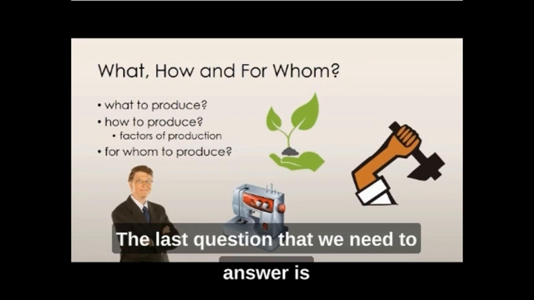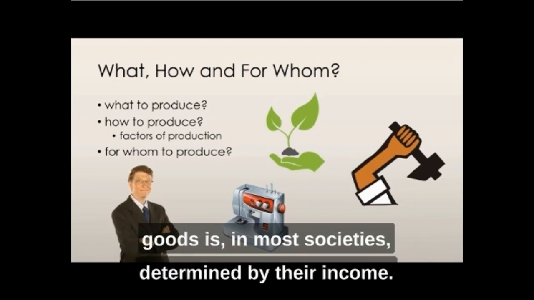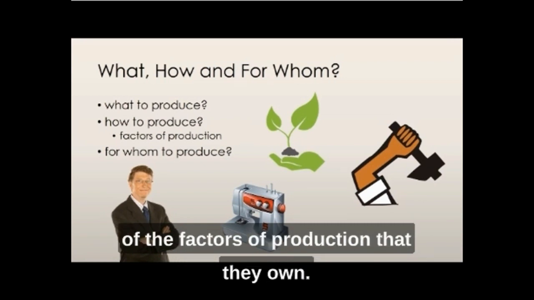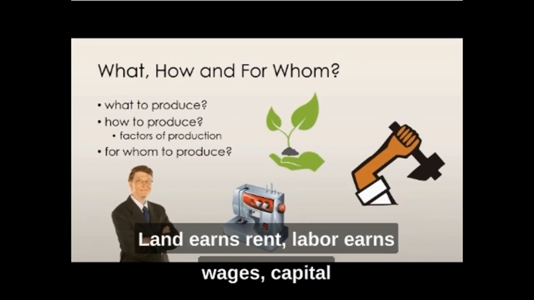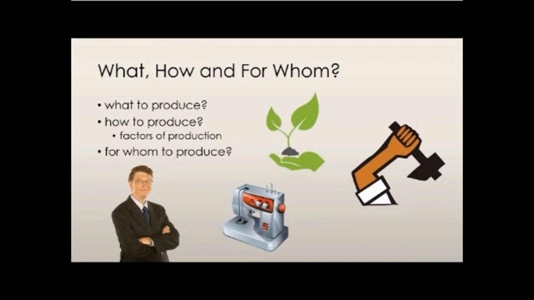The last question that we need to answer is that of who to produce for. Who can consume goods is, in most societies, determined by their income. People earn their incomes by selling the services of the factors of production that they own. Land earns rent, labor earns wages, capital earns interest, and entrepreneurship earns profits.